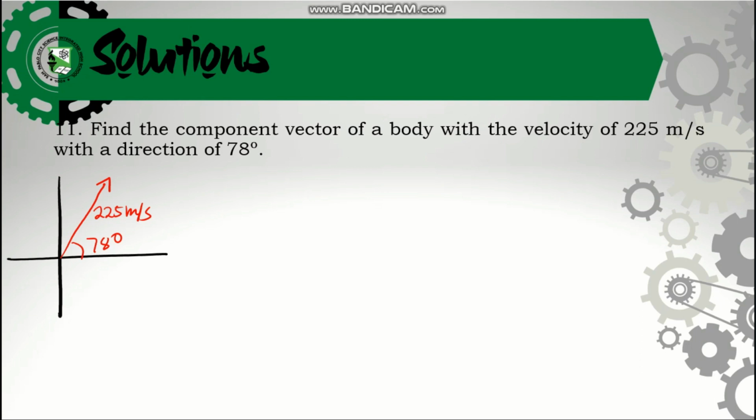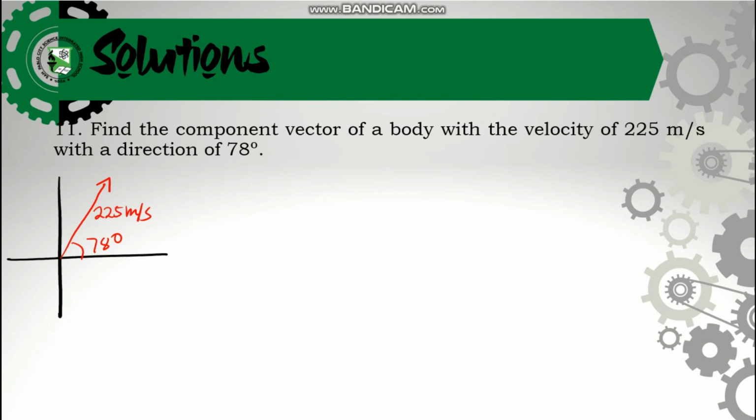So please always draw a Cartesian plane, lalo na sa mga nalilito pa. So you need to graph the direction which is 78 degrees. Ang default natin kapag positive ang angle will be counterclockwise ang ikot. Then we have 78 degrees, then put the resultant force which is 225 meters per second. And then for us to get the component vector, laging tandaan, hindi ito magbabago. And I need you to remember this forever.